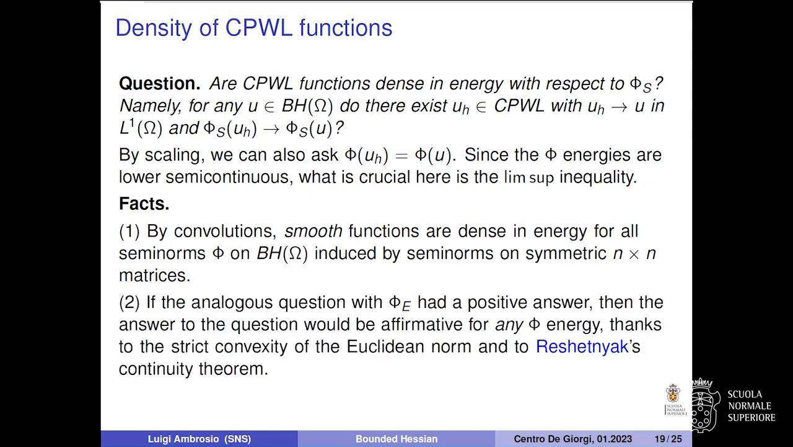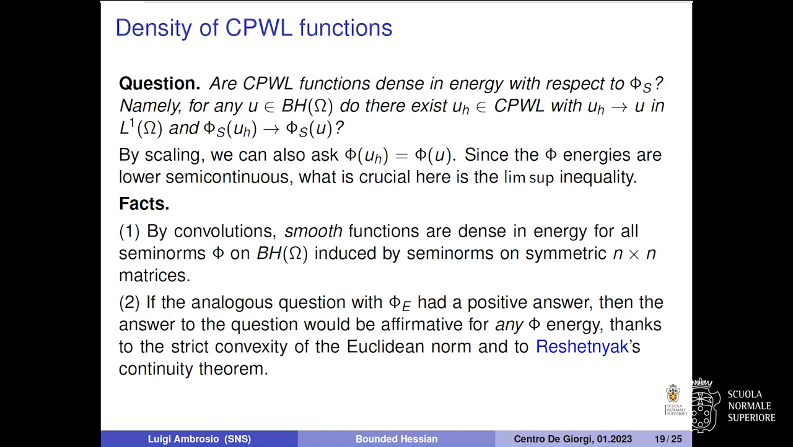So let's say we could start with a smooth function and try to approximate it by CPWL functions without loss in energy. If the analogous question, which here I raised for the Schatten norm, had the positive answer for the Euclidean norm, then there is a general theorem due to the Russian mathematician Reshetnyak, saying that because of the strict convexity of the Euclidean norm, as soon as you have convergence of φ, your convergence holds for any other energy. Unfortunately, the answer to this question for the Euclidean norm is false. So we can't use this argument.